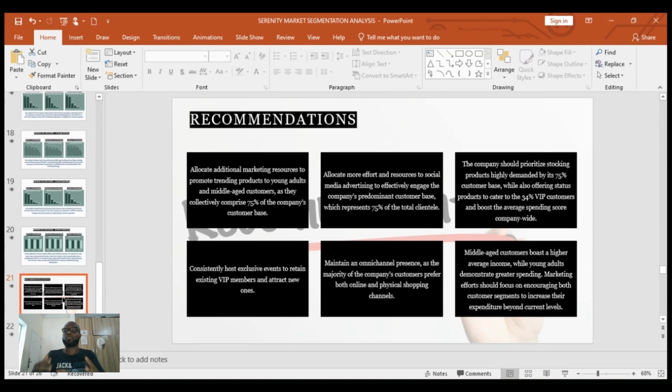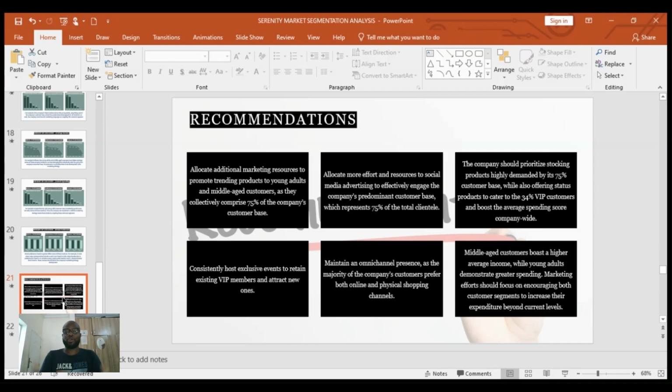And then we also went further to recommend that the company should maintain both online and in-store presence, because the majority of its customers, both male and female, actually prefer both channels. And then finally, we recommend that the company must pay attention to two classes of customers: the middle-aged customers, who boost the higher income from our analysis, and the young adults, who are the spenders, in terms of marketing strategy, engaging with them, and constantly keeping in touch with them as well.